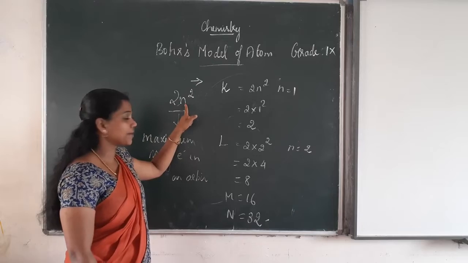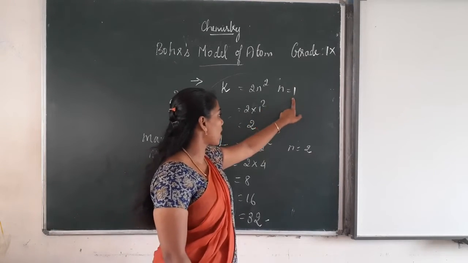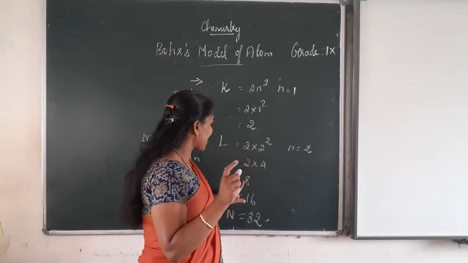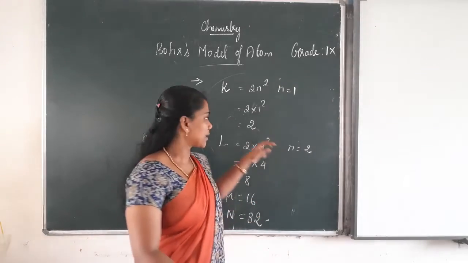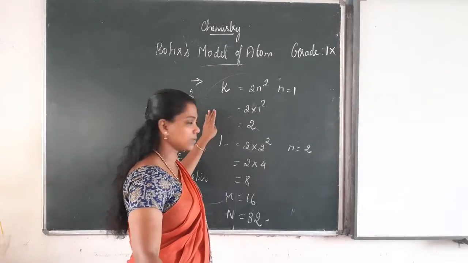Okay. So the maximum number of electrons in an orbit is given by the formula 2n square. Here n is the quantum number or energy level. In the first case the energy level is equal to 1, so 2n square gives a total of 2 electrons. Then 8, and the last ones 18 and 32. So the number of electrons is given by the formula 2n square.